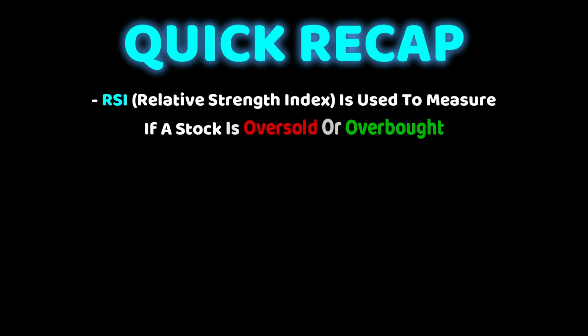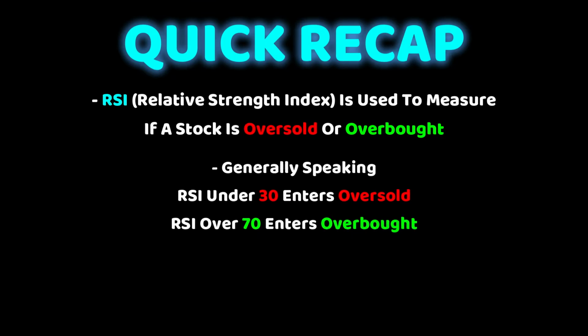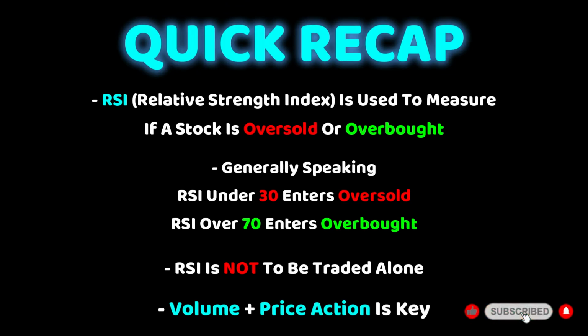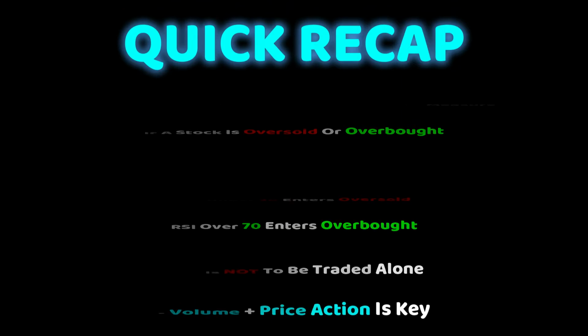Let's do a quick recap on the RSI, oversold and overbought. RSI is the relative strength index. It's used to measure if a stock is oversold or overbought. Generally speaking, the RSI under 30 enters oversold. Anything over 70 enters overbought. The RSI is not to be traded alone, and volume and price action is key when day trading.